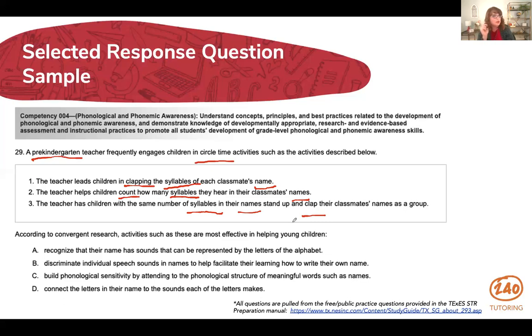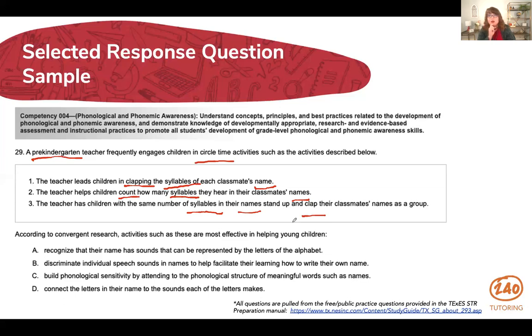It says, according to convergent research, activities such as these are most effective in helping young children. A, recognize that their name has sounds that can be represented by the letters of the alphabet. B, discriminate individual speech sounds and names to help facilitate their learning how to write their own name. C, build phonological sensitivity by attending to the phonological structure of meaningful words such as names. And D, connect the letters in their name to the sounds each of the letters makes.